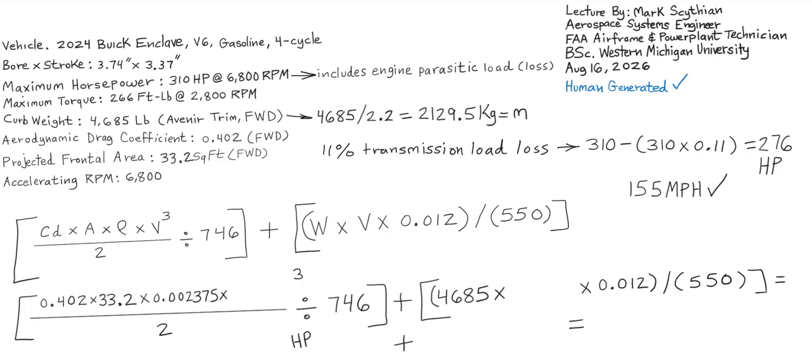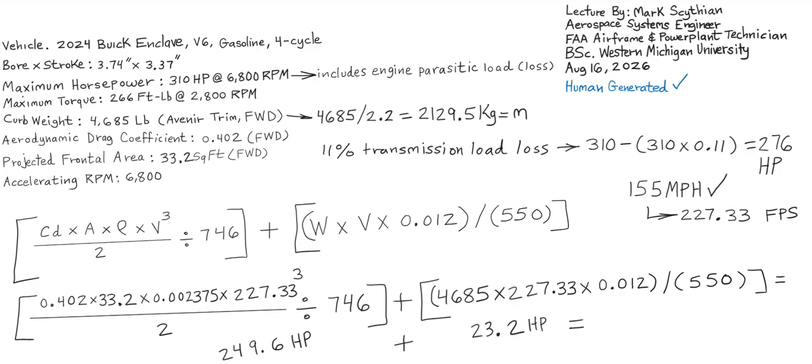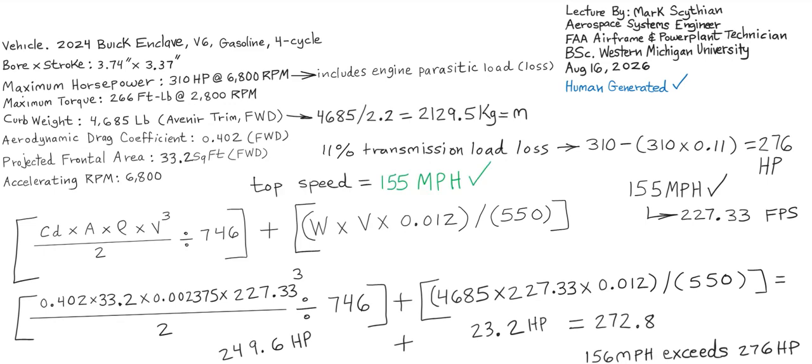you will calculate the vehicle's top speed as 155 miles per hour, because that is equal to 227.33 feet per second. So we substitute, evaluate, and then compute the final horsepower lost to overcome these two forces opposing the vehicle's inertia. If we were to go to 156 miles per hour, we will then exceed 276 horsepower. So this vehicle's top speed is 155 miles per hour.